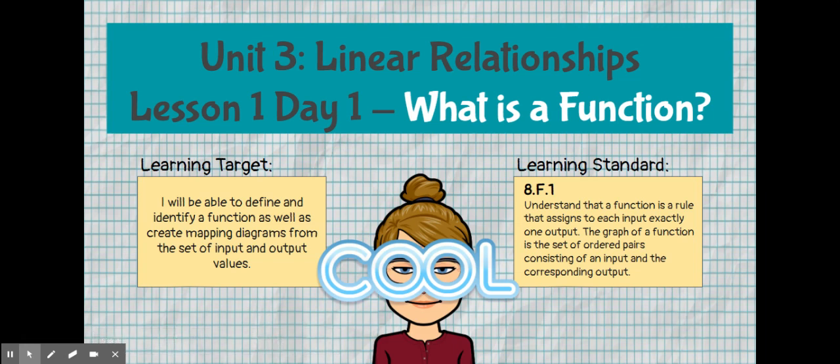All right, welcome to Unit 3. This is our first Edpuzzle for this unit. So let's talk about linear relationships.